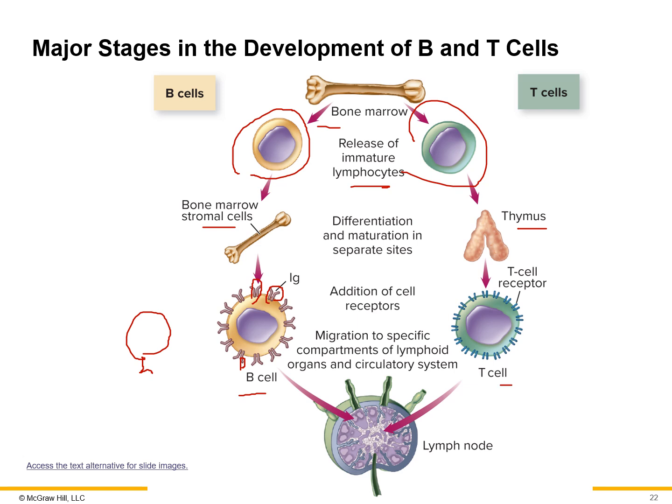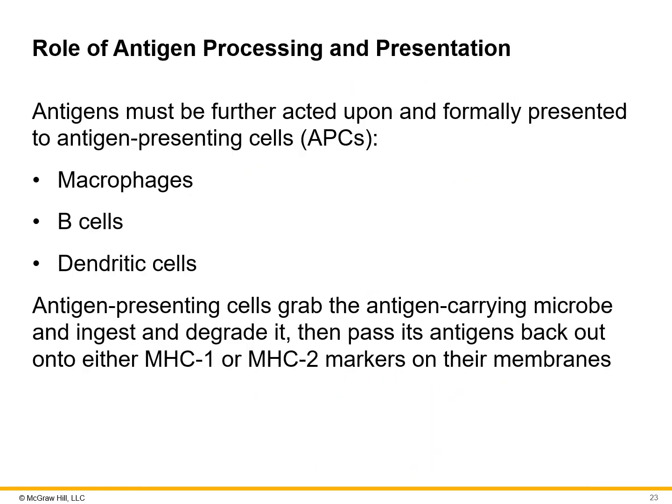Same thing with the T cells. They all have T cell receptors to recognize those presented antigens, but they're all going to recognize different types of antigens. And then ultimately, once they are mature and they have their receptors, they go to those secondary lymphoid tissues like lymph nodes or the spleen to actually encounter those antigens.